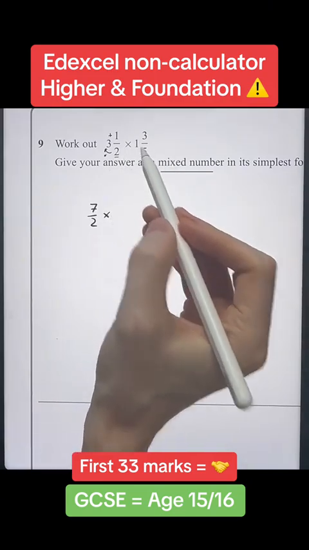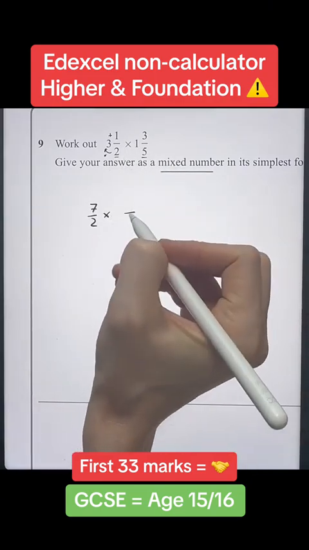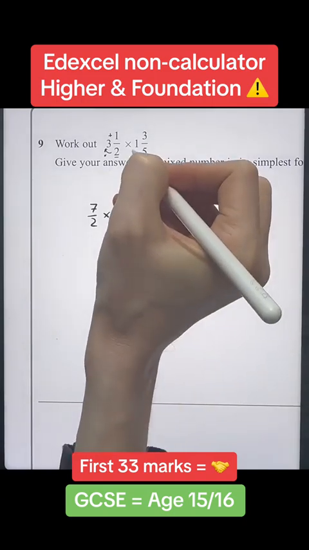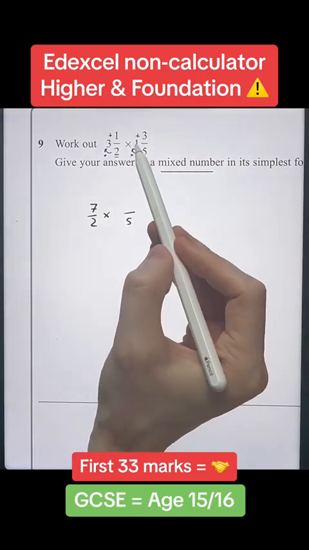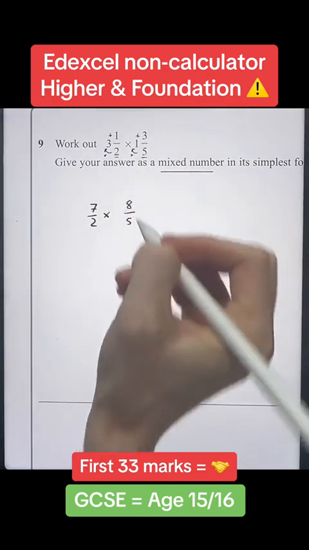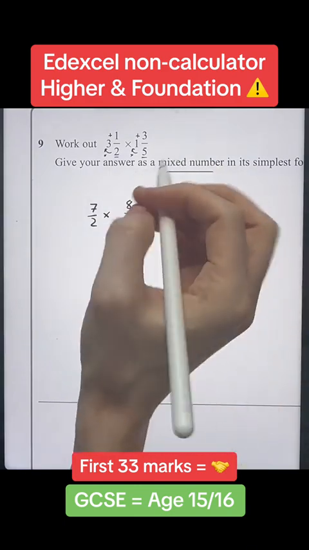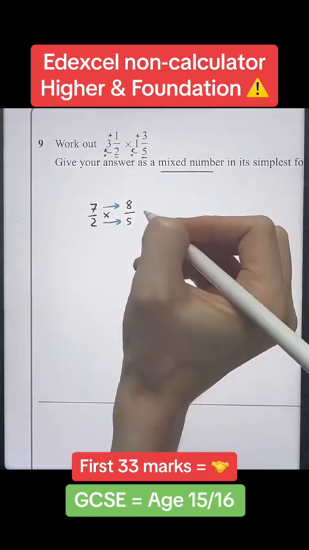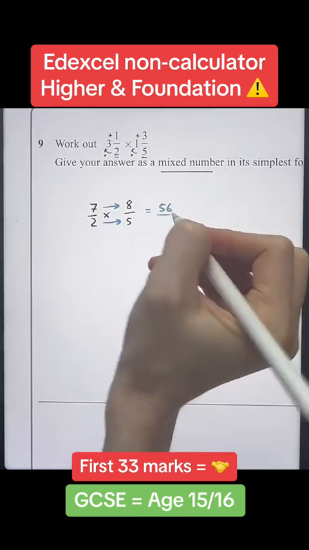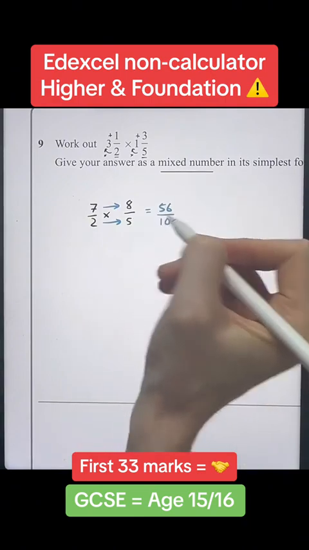Again, converting our mixed number into a top-heavy improper fraction. Keep the denominator the same, in this case 5. We always multiply to the side and always add the number on the top. Here, 5 times 1 is 5, and 5 add 3 gives us 8. When multiplying fractions, we just simply multiply the tops and multiply the bottoms separately. On the top, 7 times 8 gives us 56, and on the bottom, 2 times 5 gives us 10.